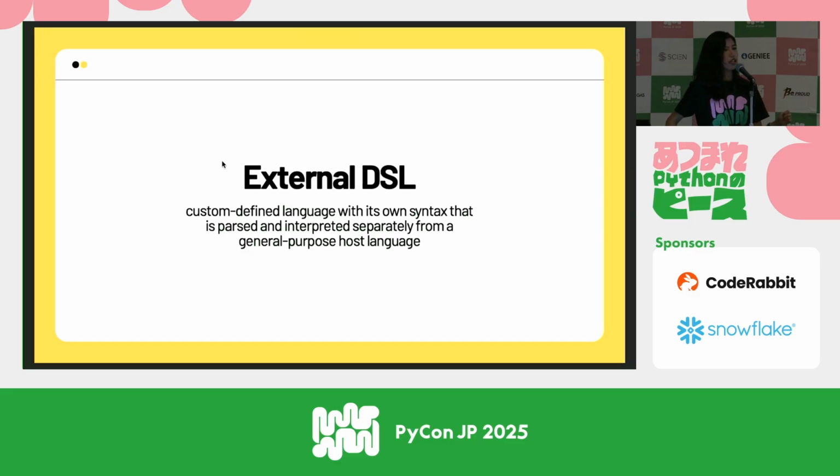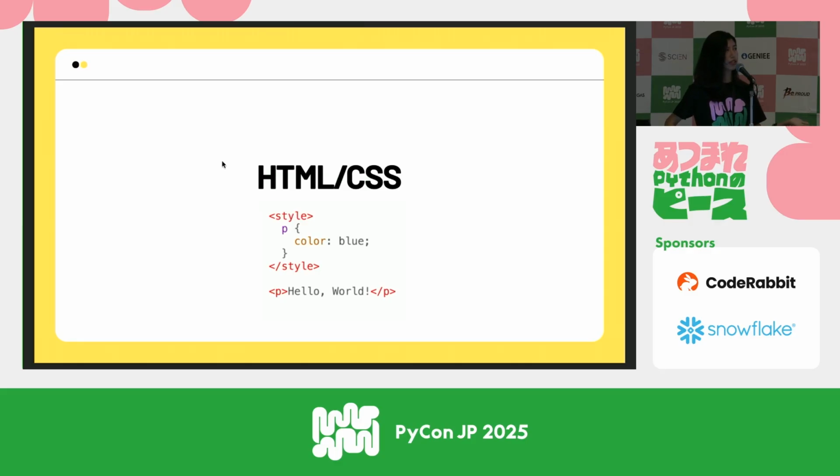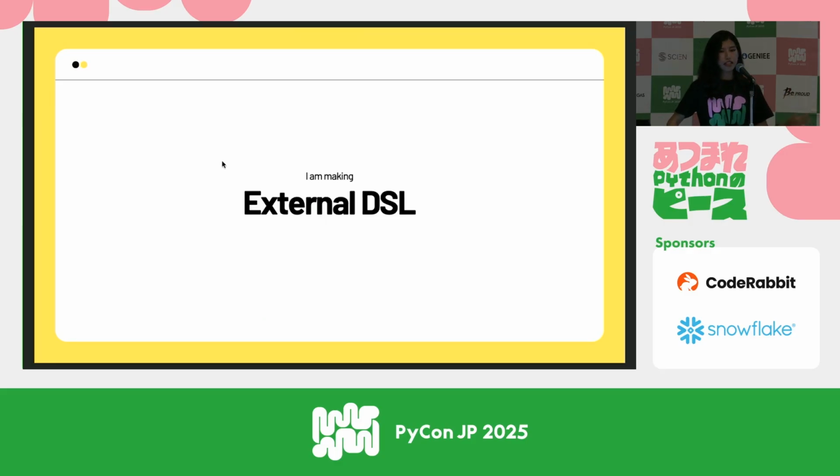So the external DSL is completely independent from the host programming language. It has its own syntax, and you are going to make a parser and interpreter so that your syntax will be understood by the system. For example, SQL query language: you don't need to technically know a programming language to excel at the query language. You just need to be excel at this domain-specific language, or HTML, CSS. So I've decided I'm going to make a totally different syntax from Python. I want to make my own language.